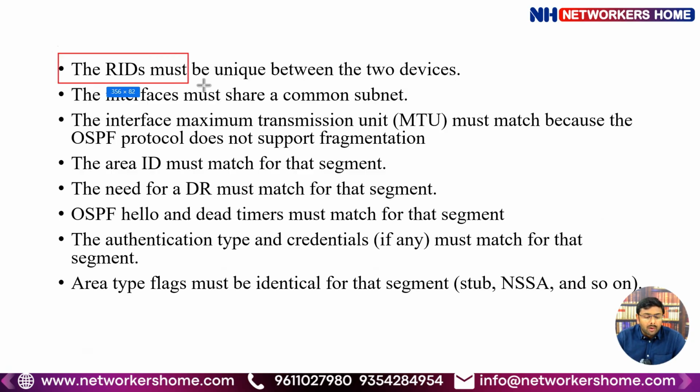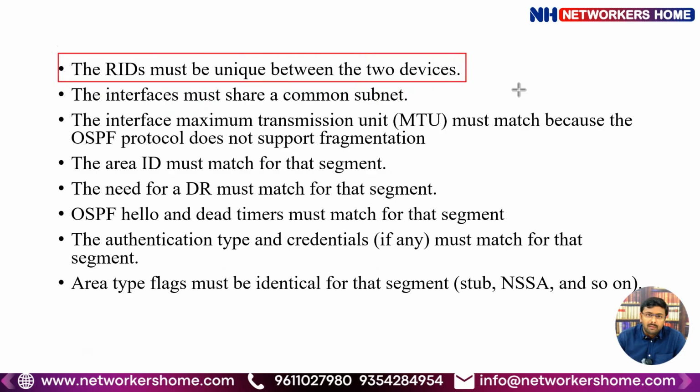Among them, the router ID must be unique between the two devices. If the router ID is not unique, then what will happen? Neighborship will not be formed. We know that we have different ways of setting router IDs on the routers. It can be manual, it can be the highest IP on the loopback interfaces, or the highest IP on the physical interfaces can also be the router ID. As of now, we have not given router IDs to the routers, so it is going to take it from the loopback interfaces or from the physical interfaces.